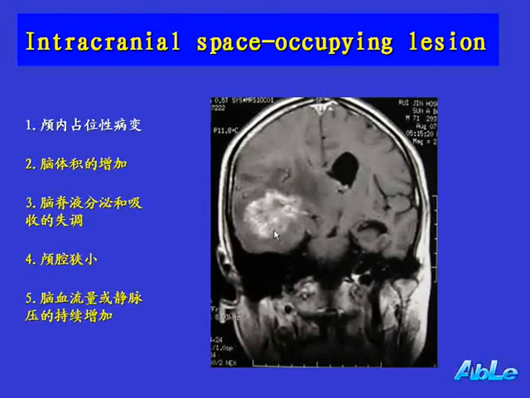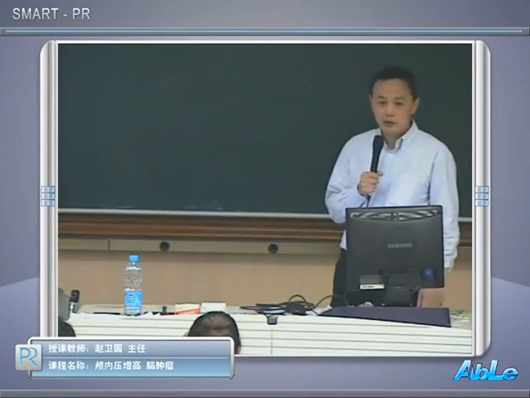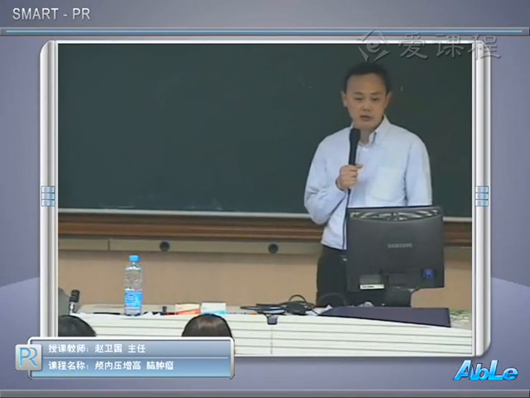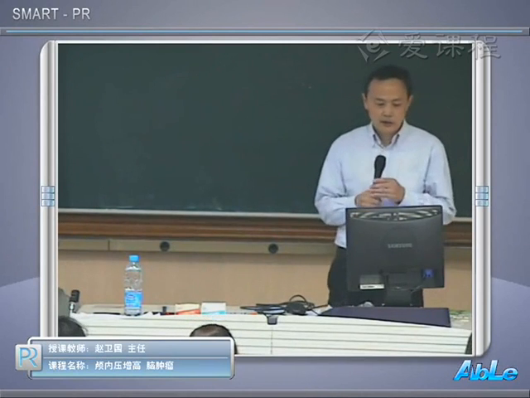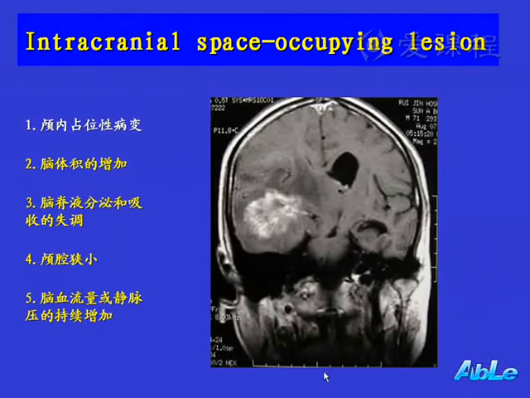If this happens, of course, intracranial pressure will be high. When we do the lumbar puncture, we measure the intracranial pressure for this patient. Definitely, it should be over 200 millimeters of water. Maybe 400 or 500, very high. This is an intracranial space-occupying lesion. Okay, it's quite easy to understand.